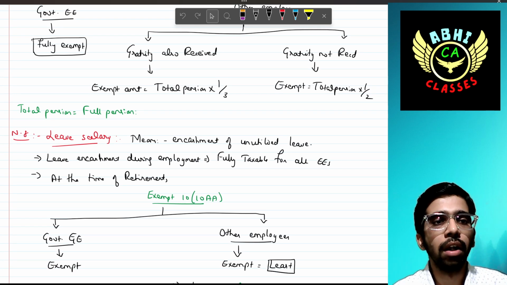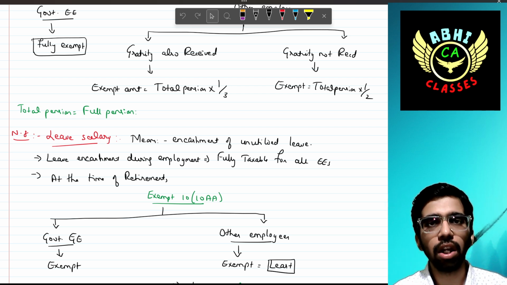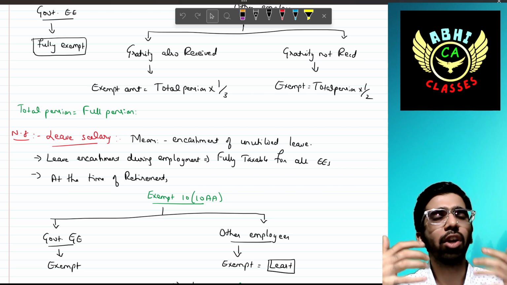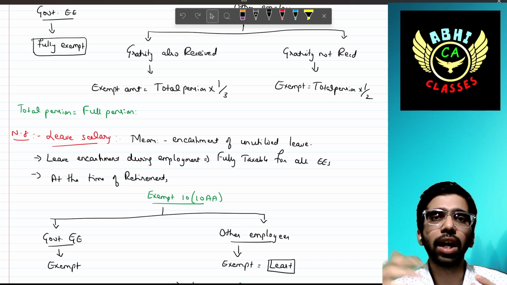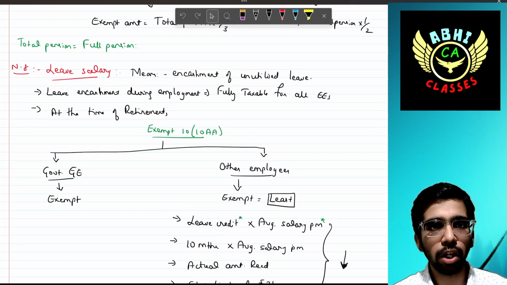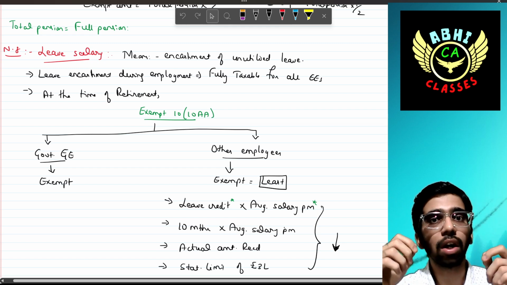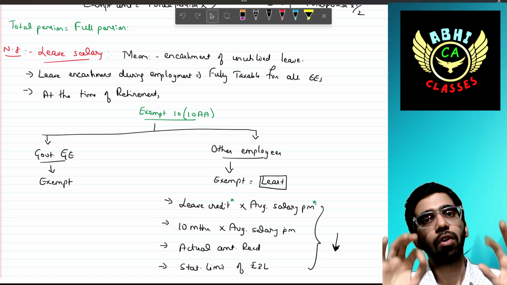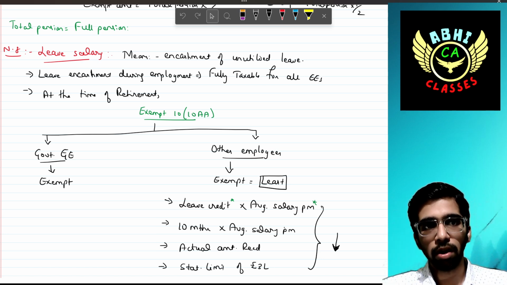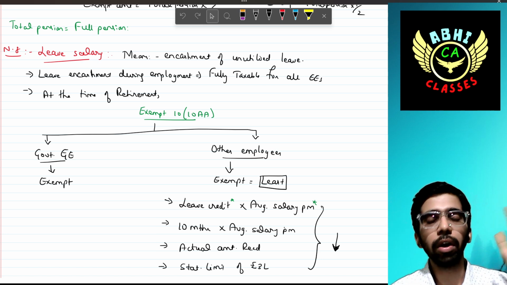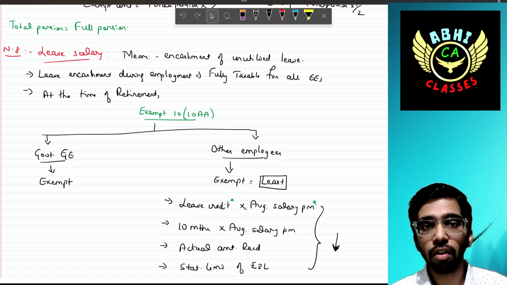Okay. Next, note number 8, leave salary. It is also called encashment of leave. If you have excess leave, there will be an option in some companies. You can encash your excess leave, to some extent. Leave encashment during employment will be taxed for government employees as well as non-government employees. If you encash your leave at the time of your retirement, then for government employees it is fully exempt.